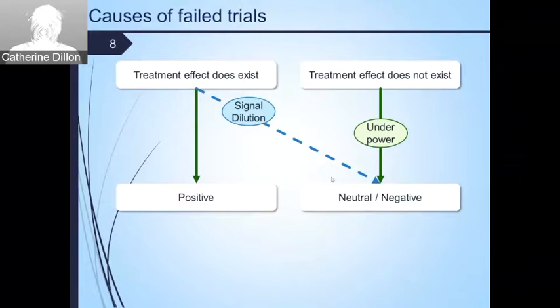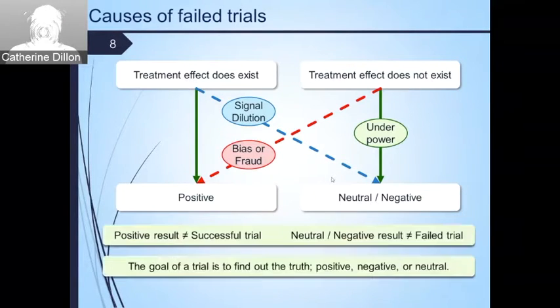So you can have a scenario where the treatment effect does exist, but you have so much signal dilution going on that you end up with a neutral or a negative trial. Or you can have a situation where a treatment effect does not exist, but you end up with a positive trial, and that could be a result of bias or fraud. Okay, so those are the things we really need to prevent against, right? And again, our goal is to find out the truth, positive, negative, or neutral.